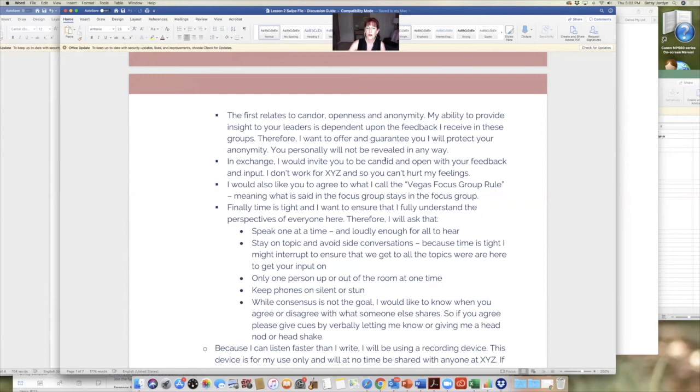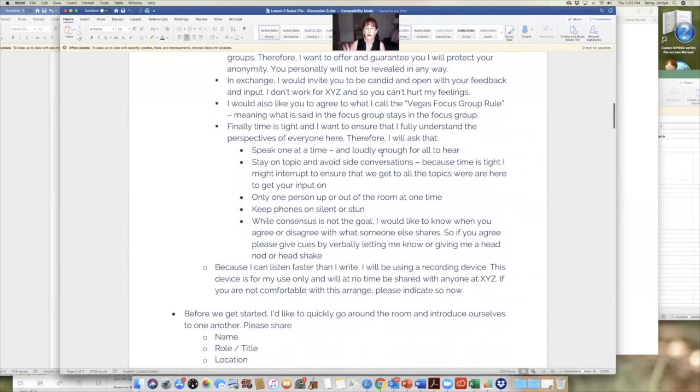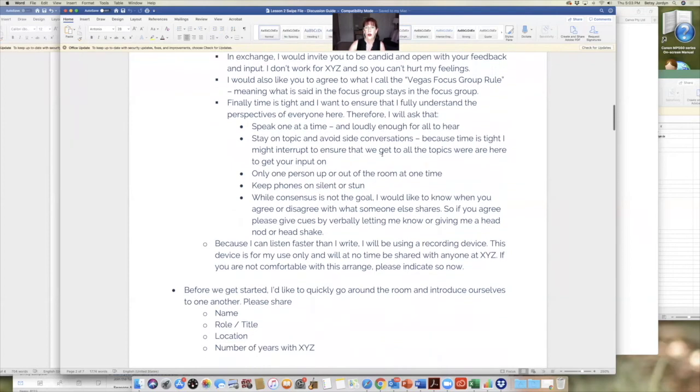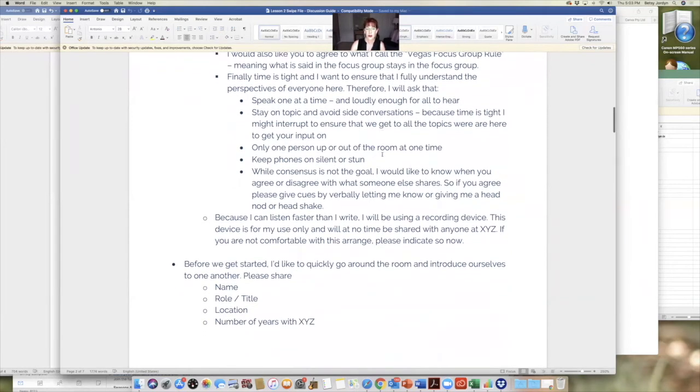And then you need to make sure when you're in a focus group that you do what I call the Vegas focus group rule, which means that what's said in the focus group stays in the focus group, because you need to get them to promise that they will keep each other's confidence. And then you want to set the other ones, like one speaker at a time, set the expectation that you're going to interrupt and move on, and that you want to make sure that you hear differences of opinion.